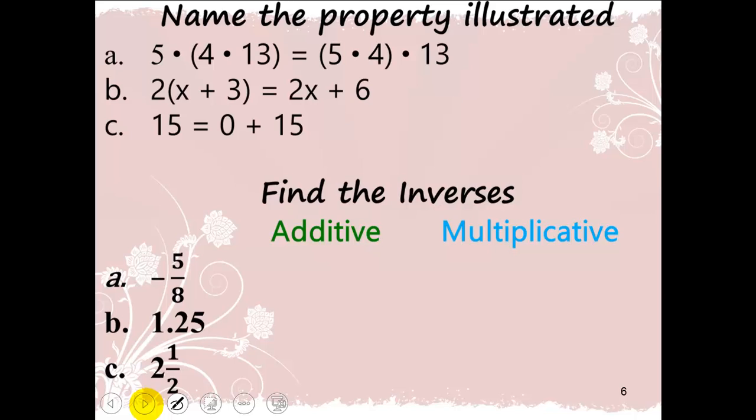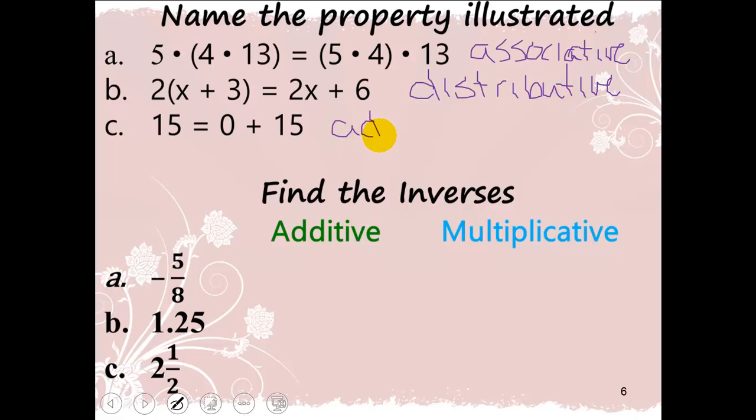All right, so this is the associative. This is the distributive. And this is the additive identity. All right. Hopefully you did well on those.